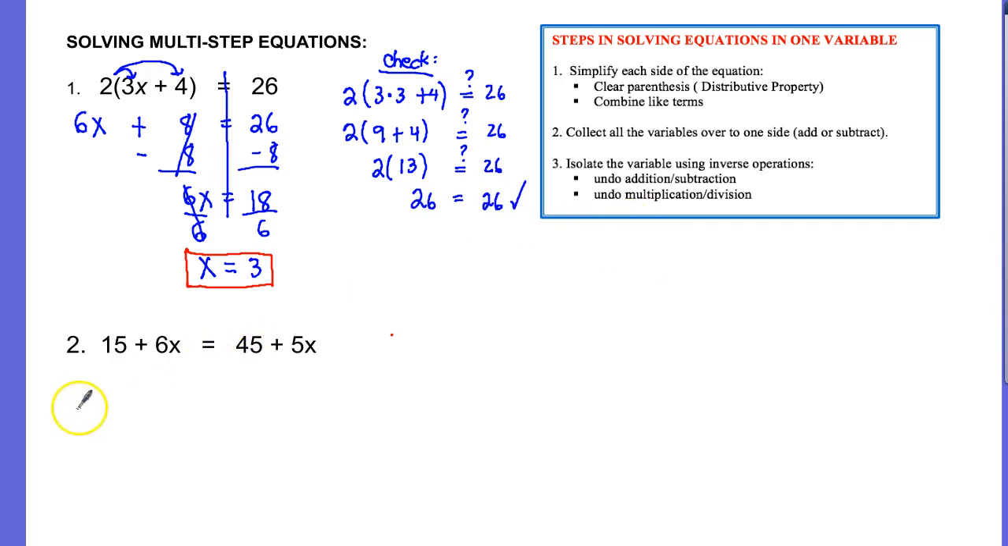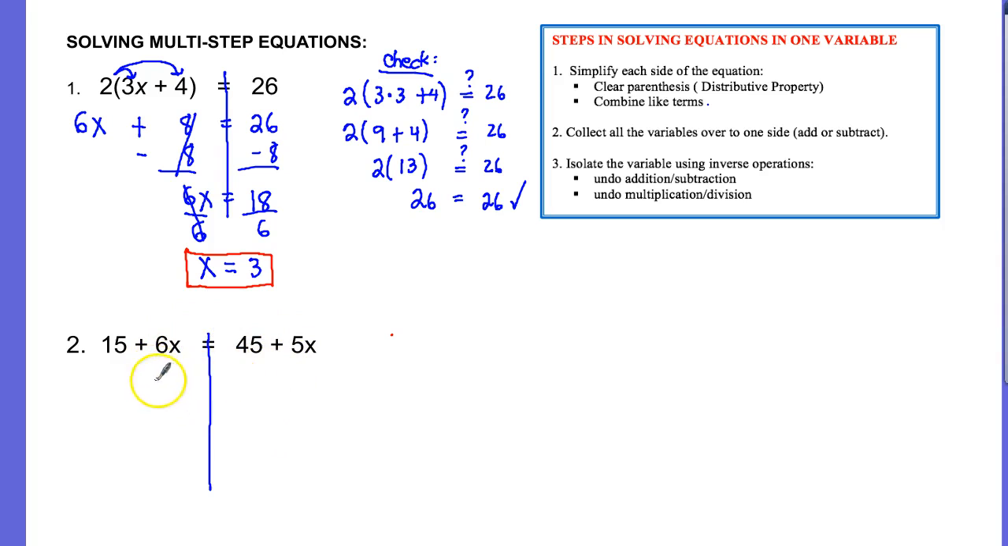Okay, problem number 2. So again, I'm going to go through your steps here. Do you have parentheses? No parentheses. Do you have like terms here? Nope. Unlike, unlike. So we're good with step 1. Next, do you have variables on both sides? Yes, we do. We have 6x's here and 5x's here.